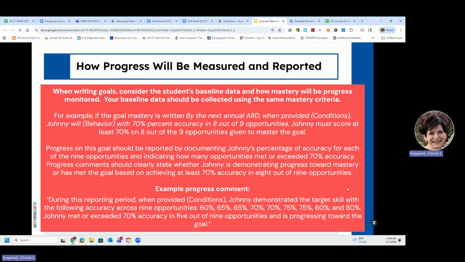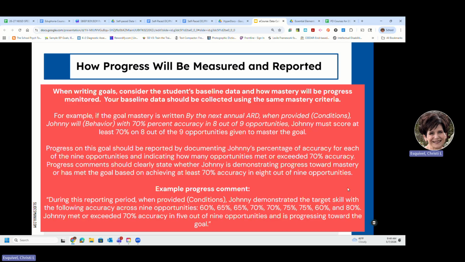For example, if the goal mastery is written as: by the next annual ARD, when provided conditions, Johnny will targeted behavior with 70% accuracy in 8 out of 9 opportunities. Johnny must score at least 70% on the 8 out of 9 opportunities given to master the goal. Progress on this goal should be reported by documenting Johnny's percentage of accuracy for each of the 9 opportunities and indicating how many opportunities met or exceeded 70%.